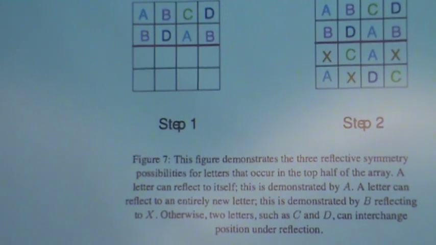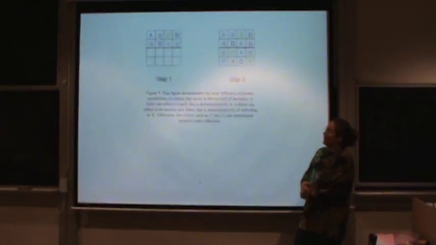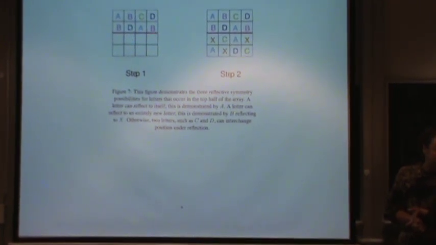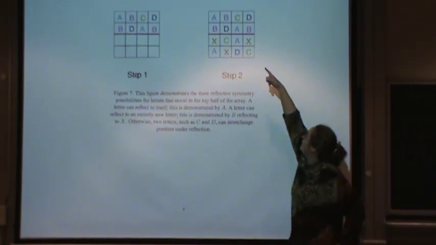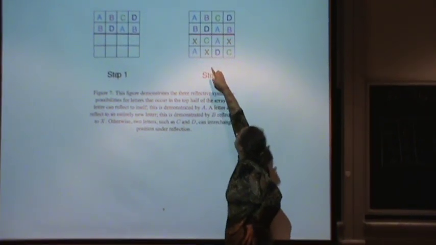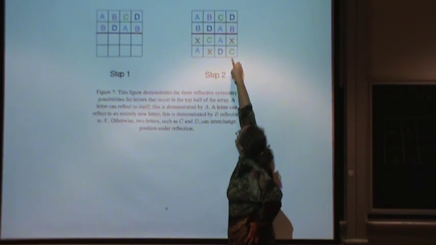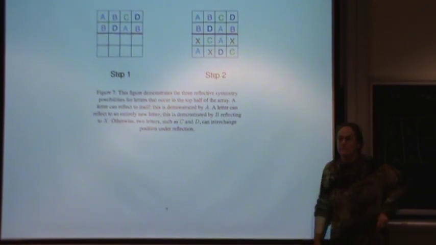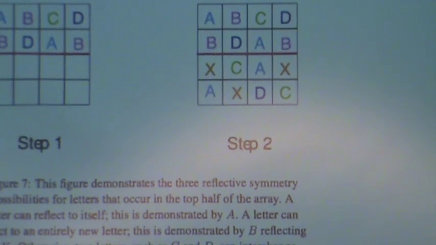And then you have to decide, there's three possibilities when you do the reflection. The letter could go to itself. The letter could go to something that never appears in the top half, which I call a new letter. Or the letter's image could be another letter that appears in the top half, an interchange. So for example, when you do this reflection, A goes to itself, B goes to X, a new letter, and look what happens to C and D. C reflects to D, and D reflects to C. They interchange when you do the reflection. And those are the three basic possibilities this whole game, when you're doing this counting, works with.